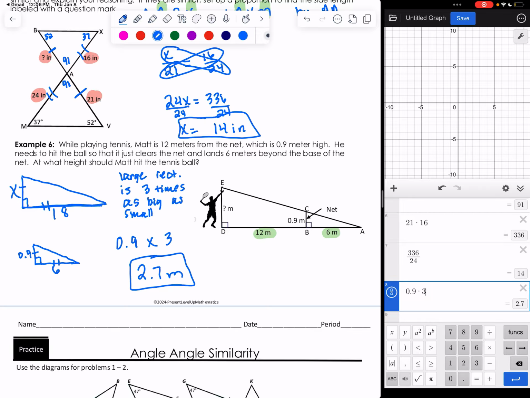And that concludes today's lesson, Angle Angle Similarity.